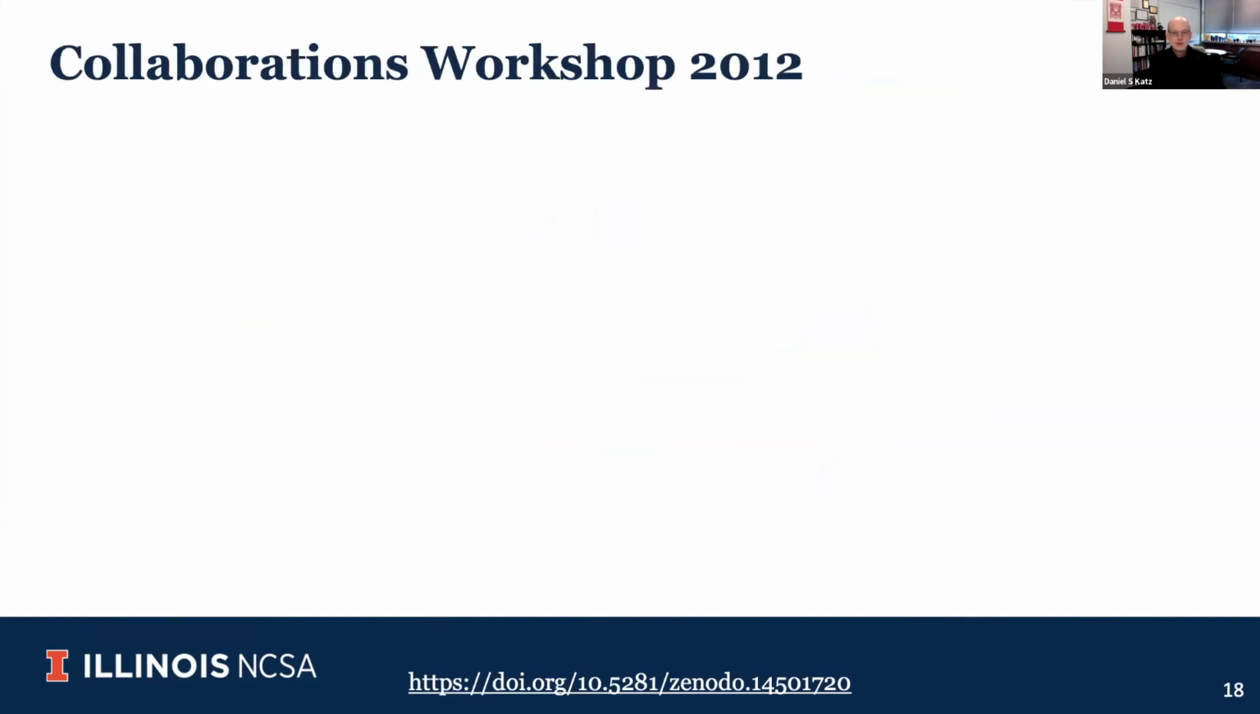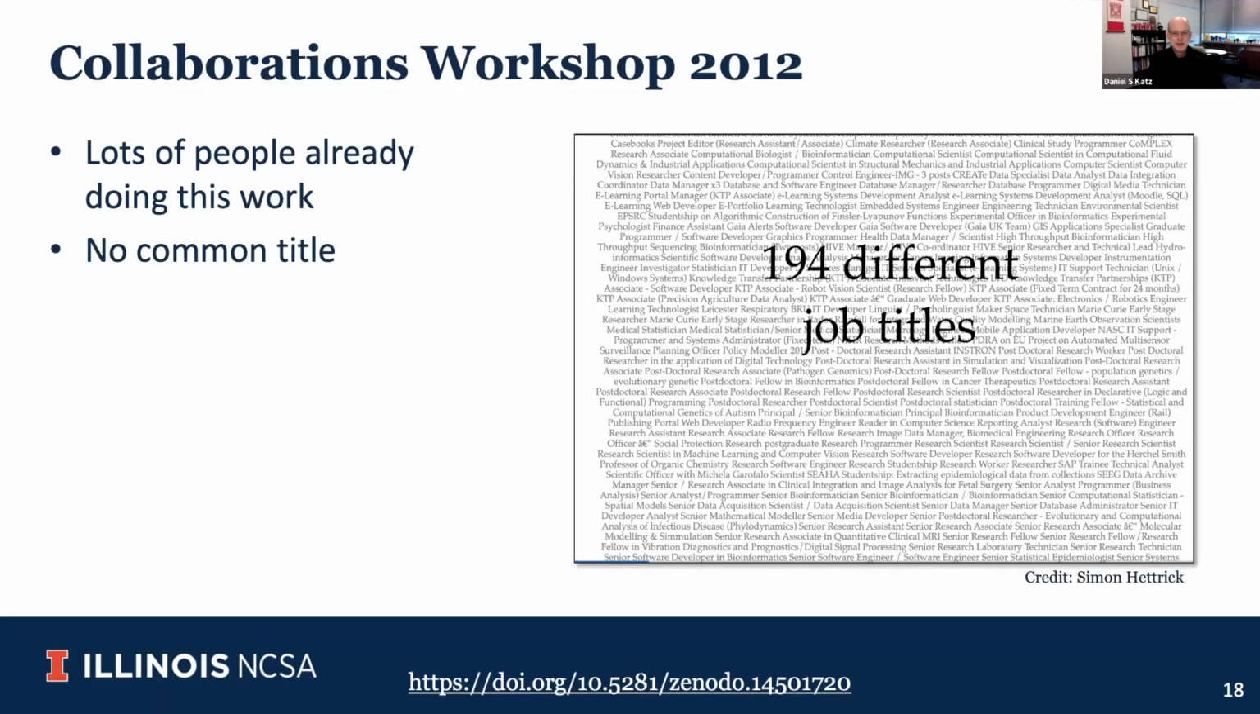In 2012, there was a workshop in the United Kingdom called the Collaborations Workshop, where they discovered that there were a lot of people already doing this kind of work, but they didn't have a common title. In fact, they had 194 different job titles in UK universities. The people in this workshop agreed that research software engineer, RSE, would be the title that they would use going forward, not because it was ideal, but because everybody agreed with it. And it was better to have something that was agreed to than not.